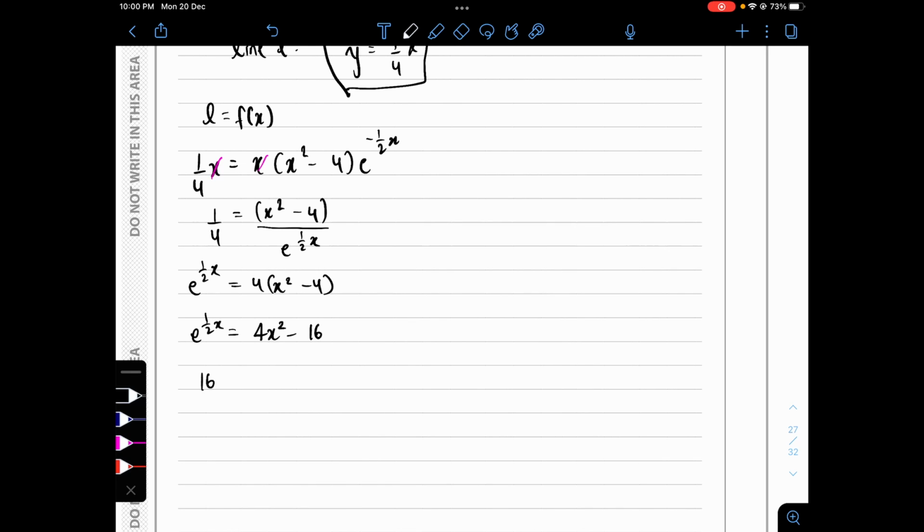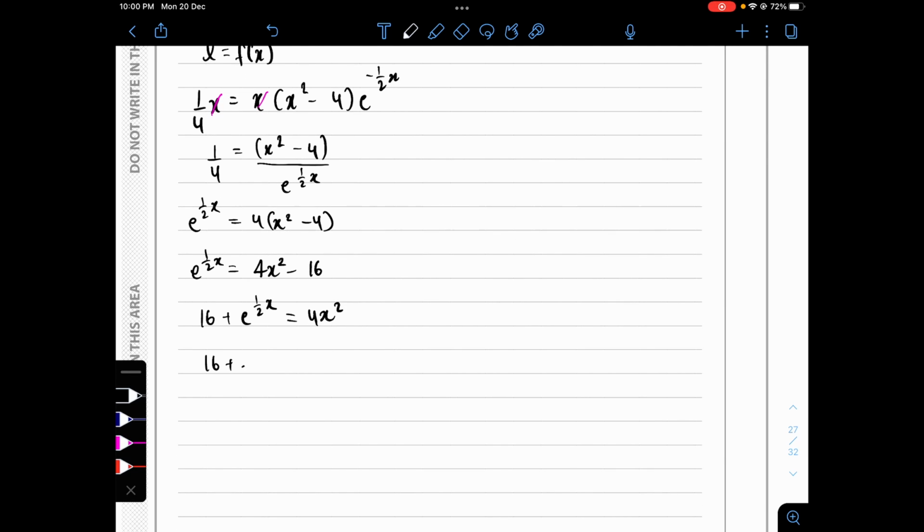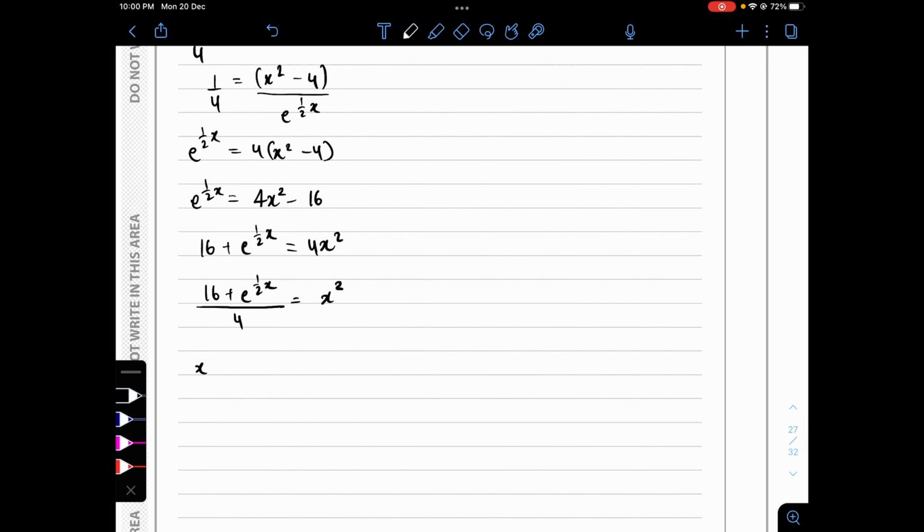That will be 16 plus e to the power of a half x equals 4x squared. That's the same thing as saying 16 plus e to the power of a half x all over 4 equals x squared. And then we can write x equals plus or minus the square root of 16 plus e to the power of a half x all over 4. Now we know that the square root of 4 is 2, so this can be written as root 16 plus e to the power of a half x over 2.